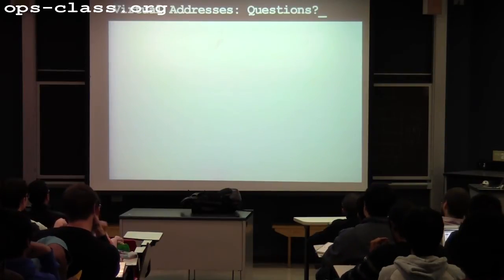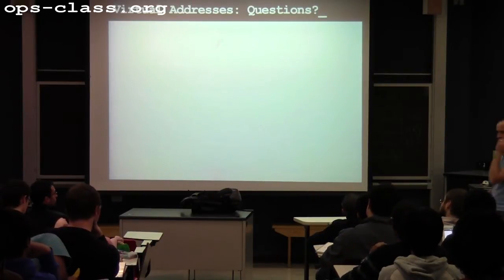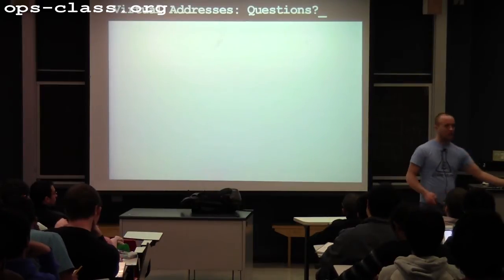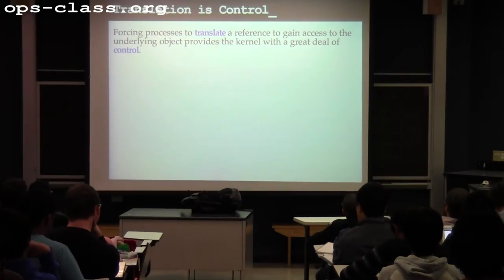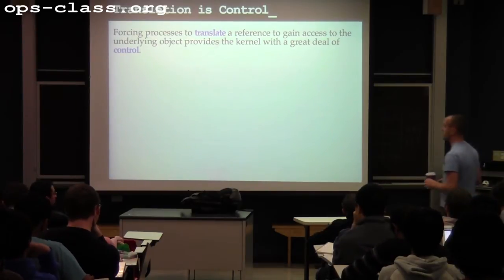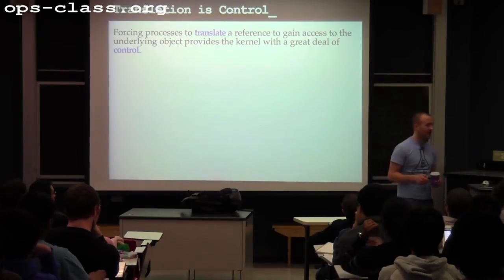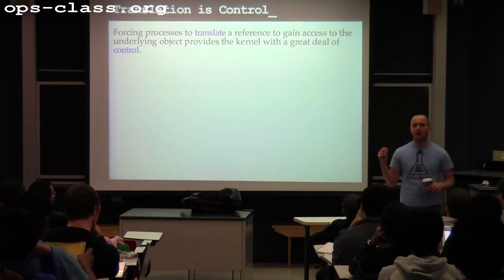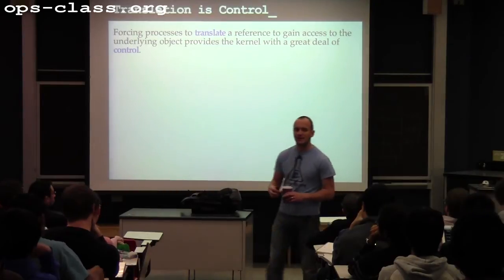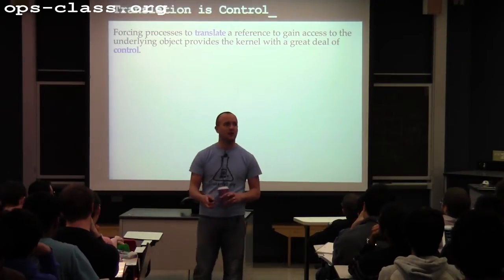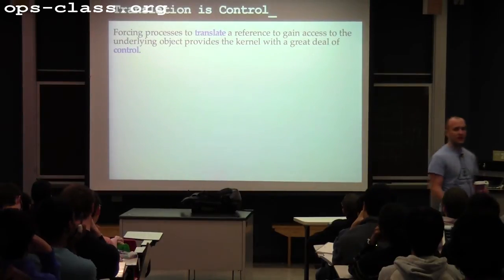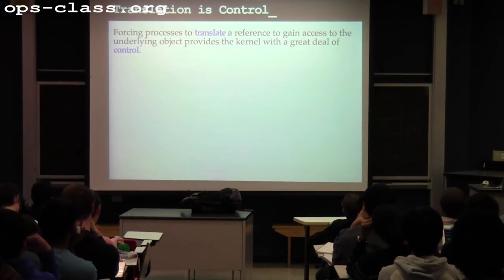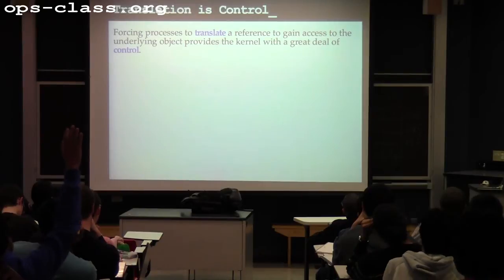All right, so any questions about virtual addressing, which was the topic of Wednesday's lecture? So we talked about how we want to introduce this level of indirection, and we're going to force processes to translate addresses. What were some of the properties of references that we liked compared to giving a process or a task full access to the underlying resource? If I give you a reference instead of direct access, what are some of the things I can do?